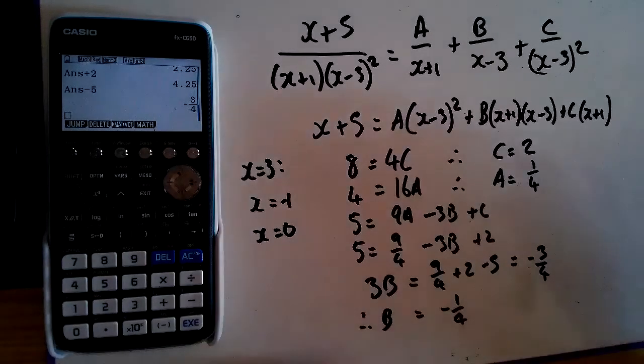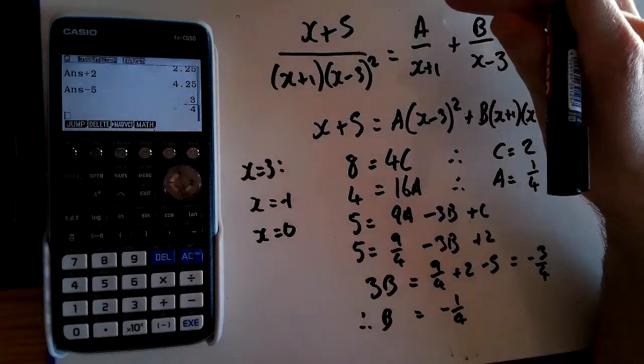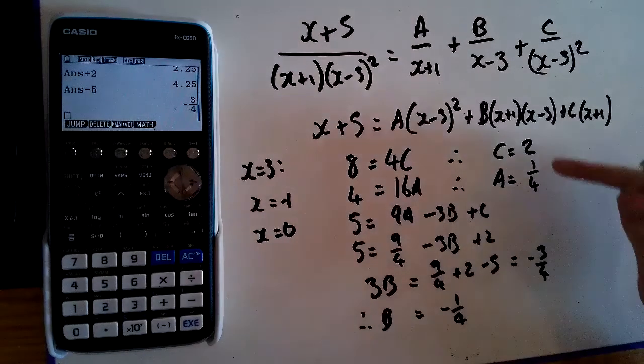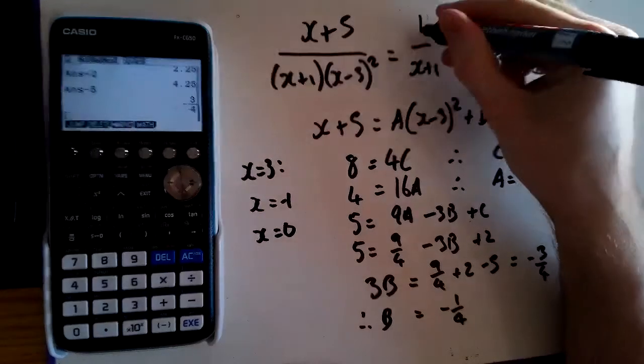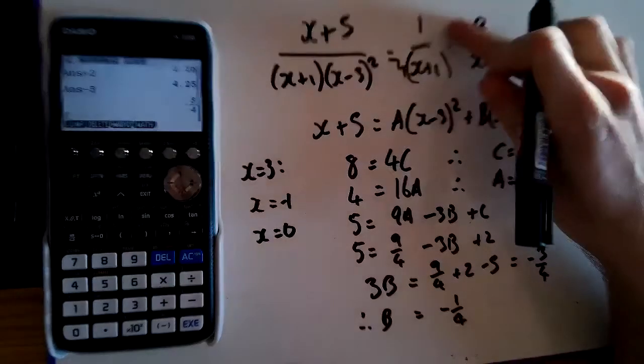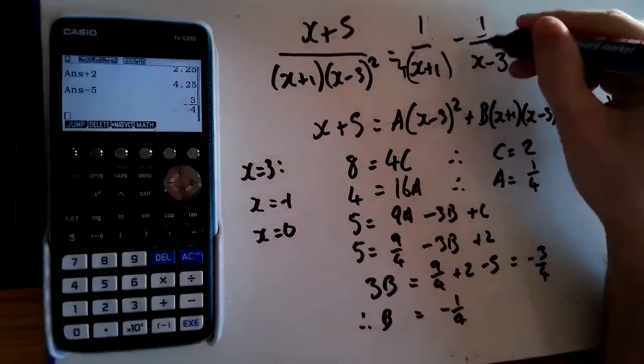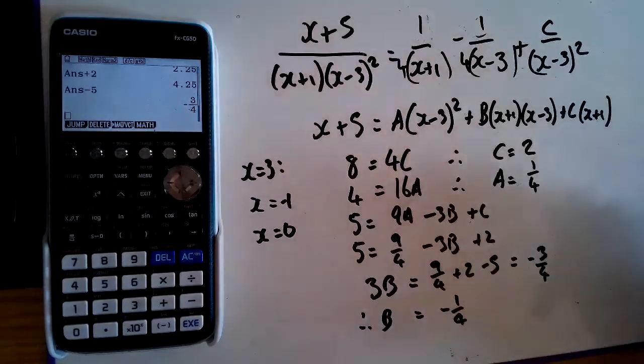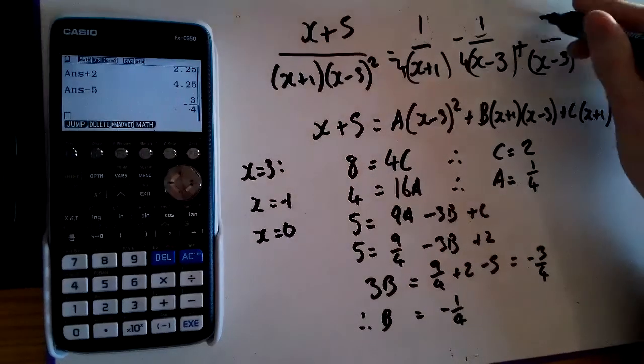So I sub the numbers back in. So I can write it as, what was it, a quarter, or I can write 1 at the top and times the bottom by 4. B was -1/4, so -1 over 4 times bottom, and C was 2.